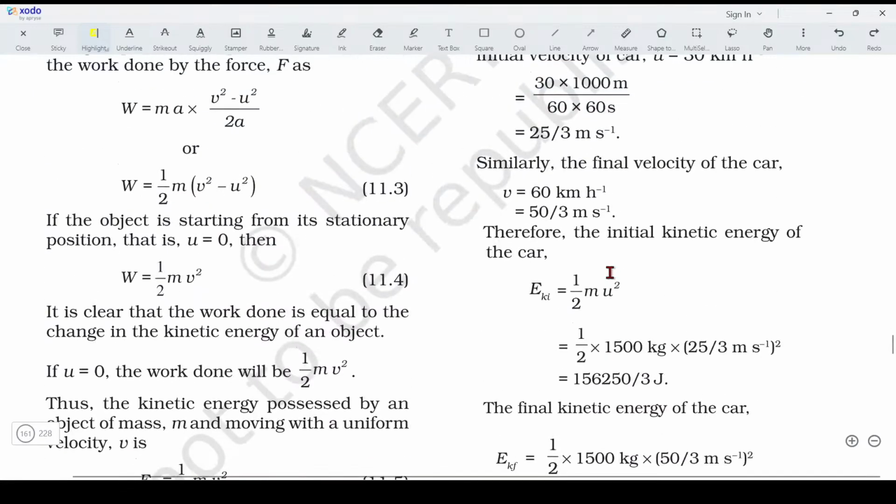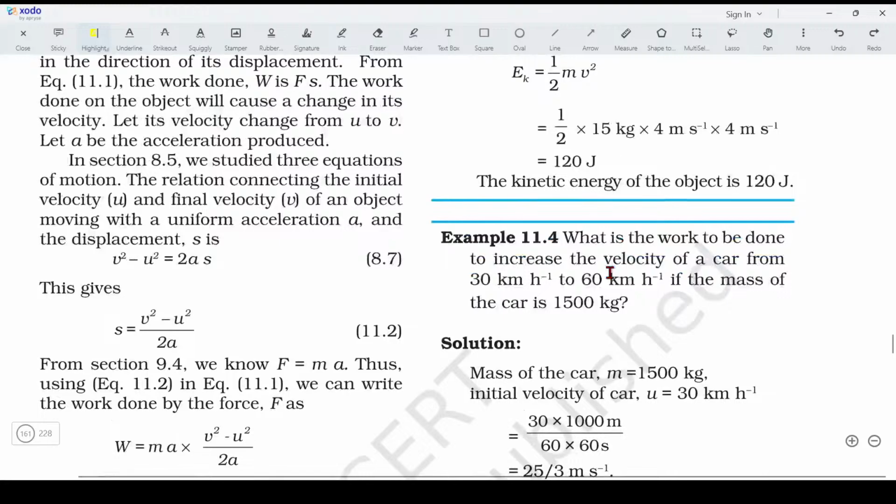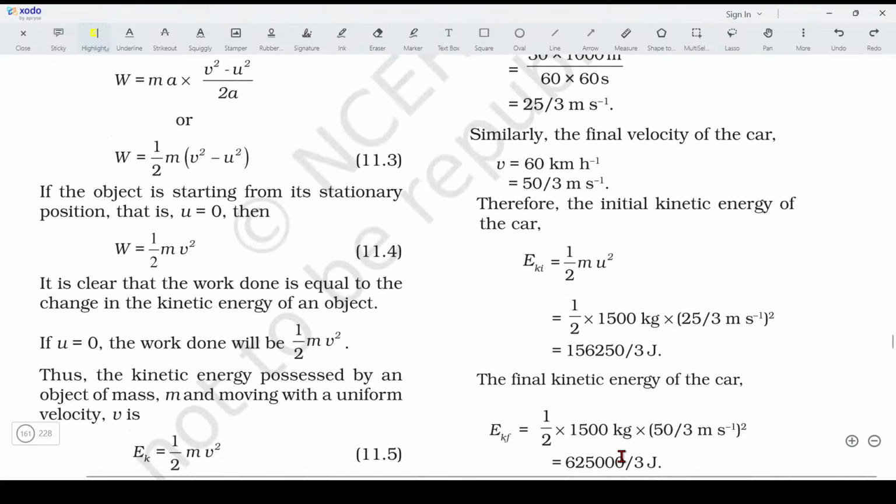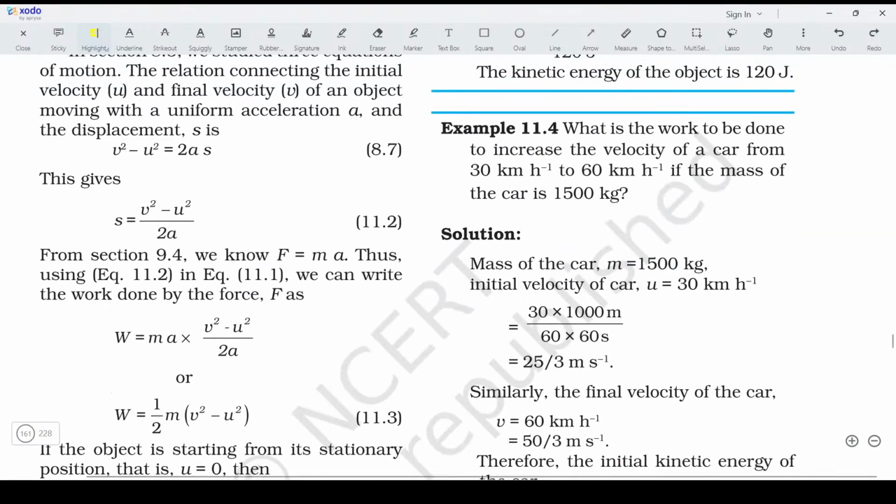What does that mean? You have done work, otherwise how can you give energy? Whatever additional energy you have given is the energy that you have spent. That means the work was done by you. So what is the work done? The difference between final energy and initial energy. Can you quickly do this and tell me whether your answer is matching this or not?